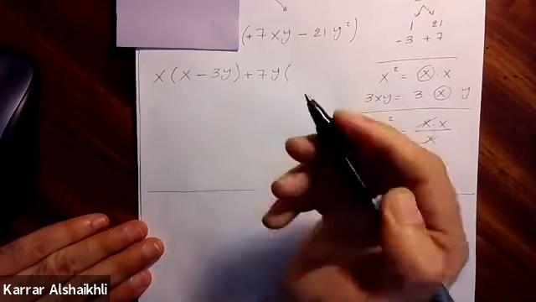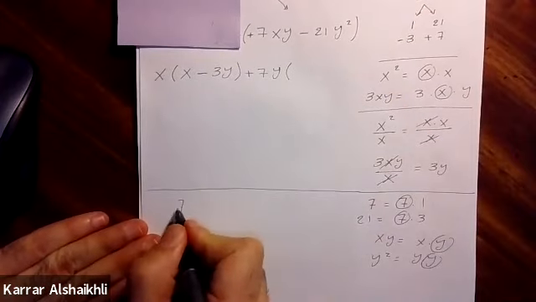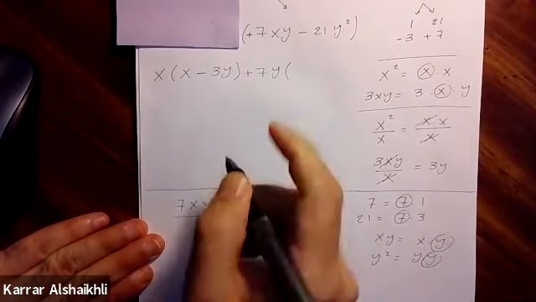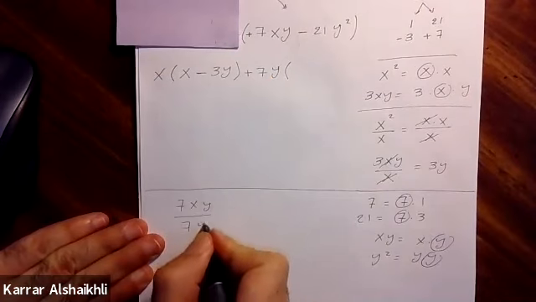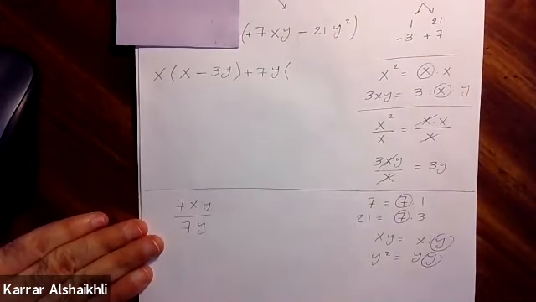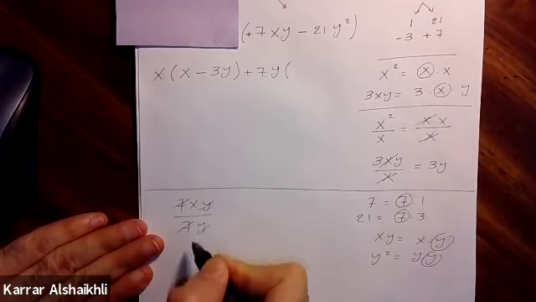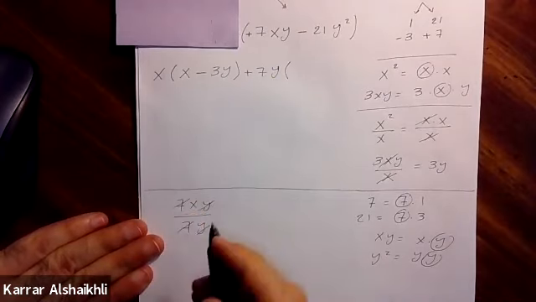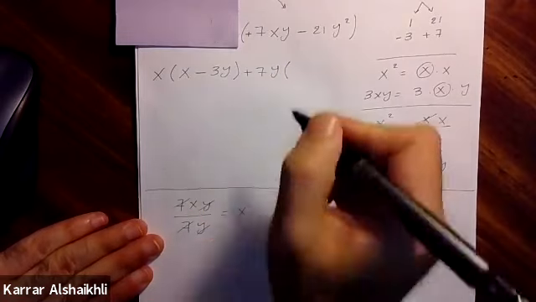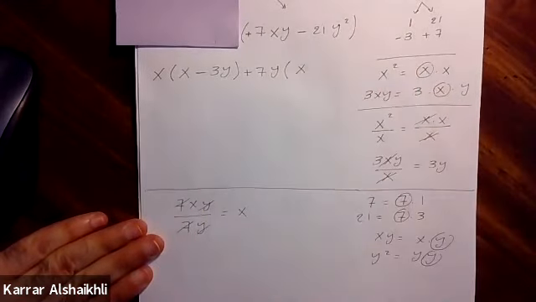7xy divided by 7y. I'm going to do it here. You're going to cancel the 7. You're going to cancel the y. The leftover is just the x by itself. So here's going to be x.